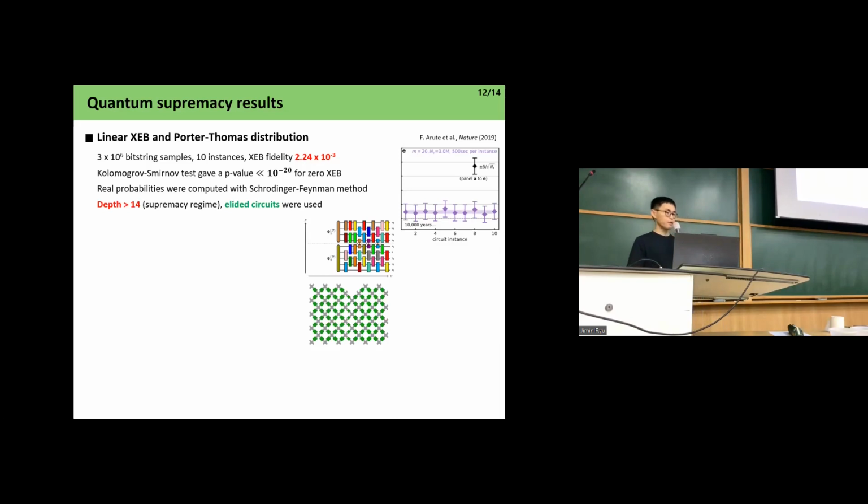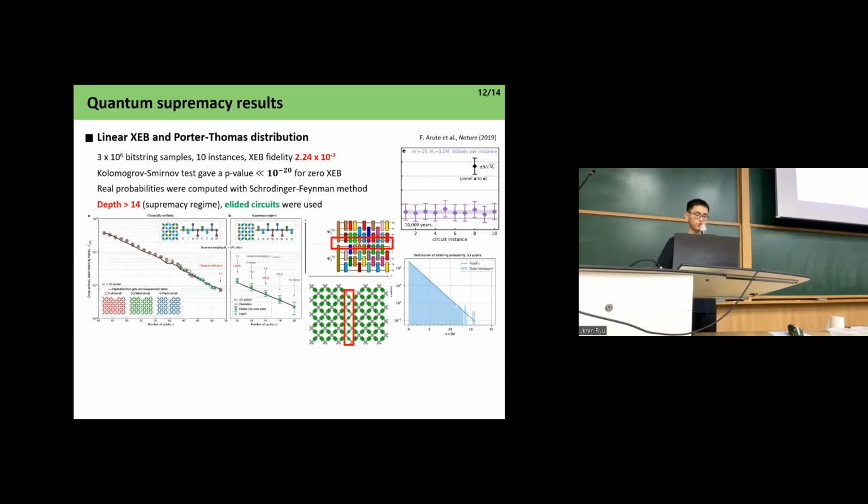They computed the real probabilities with Schrödinger-Feynman methods. Schrödinger-Feynman methods are nothing difficult. It's basically computing the actual wave function psi by dividing the wave function into two parts and combining them afterwards. With these Schrödinger-Feynman simulations, they obtained Porter-Thomas distributions, and they extrapolated their region to compute the XEB. So by definition, if they've achieved quantum supremacy, then there's no way they can perform classical simulations.